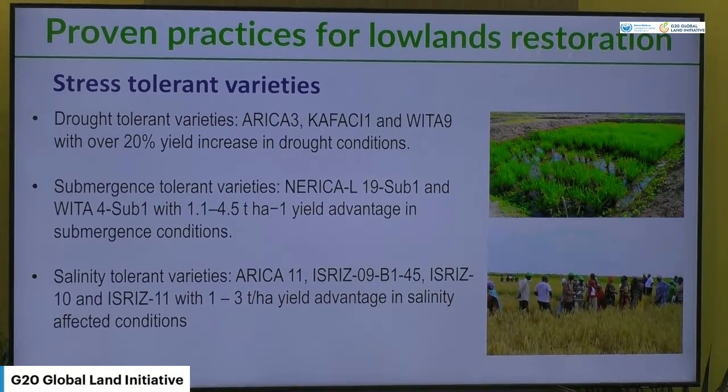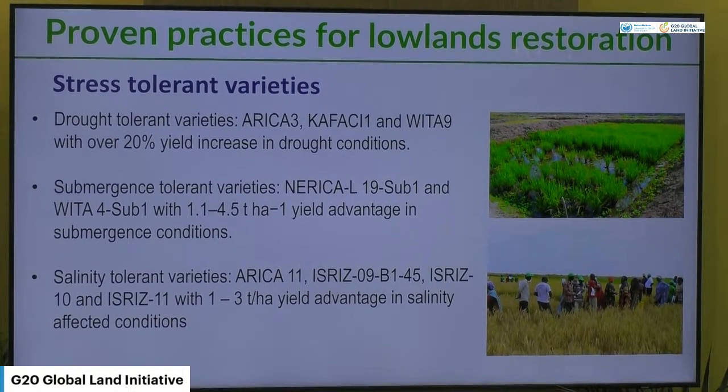Among the practices for lowland restoration, stress-tolerant varieties are also something that's very important to mention. AfricaRice and its partners have played a critical role in developing varieties that are tolerant to drought, varieties that are tolerant to flooding, but also varieties that are tolerant to salinity and iron toxicity. Some examples of those varieties are mentioned there.